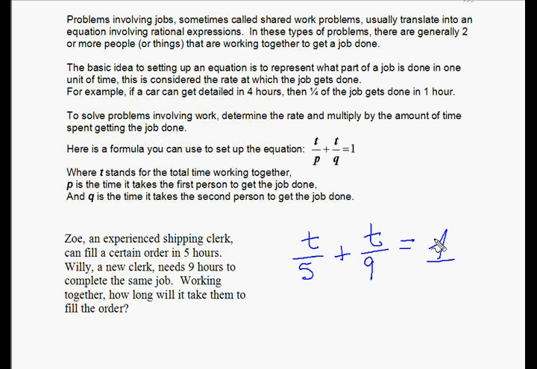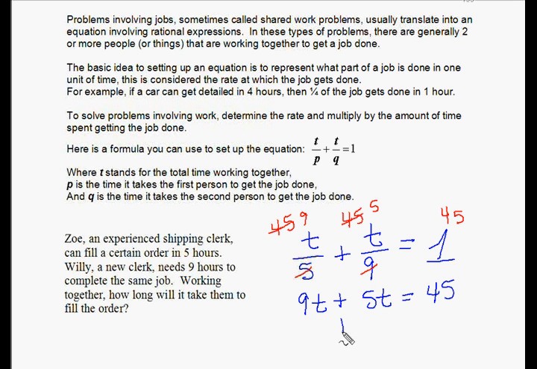Now to solve this rational equation, we need that LCM. We need to clear out the fractions. We can multiply each term in the problem by that LCM, which happens to be 45, 9 times 5. We'll reduce. 9 goes into 45 5 times, and 5 goes into 45 9 times, which leaves us with 9t plus 5t equals 45. Combining like terms, we get 14t equals 45.